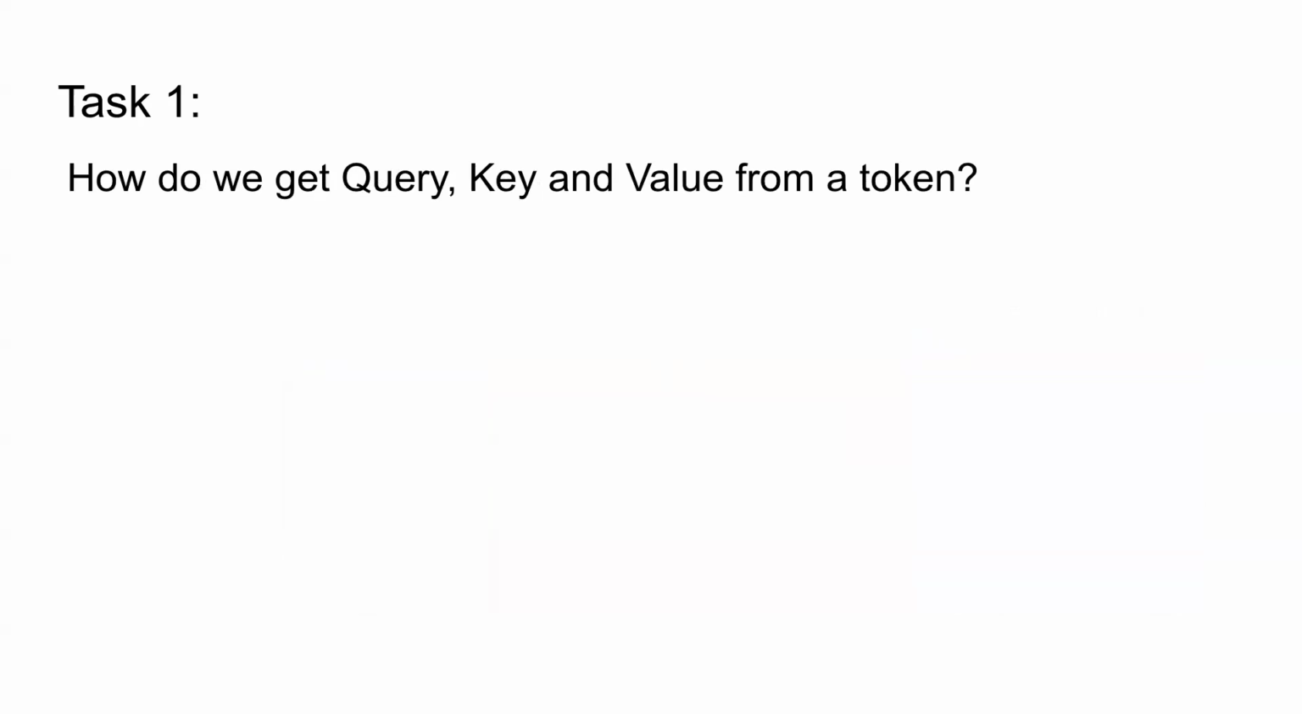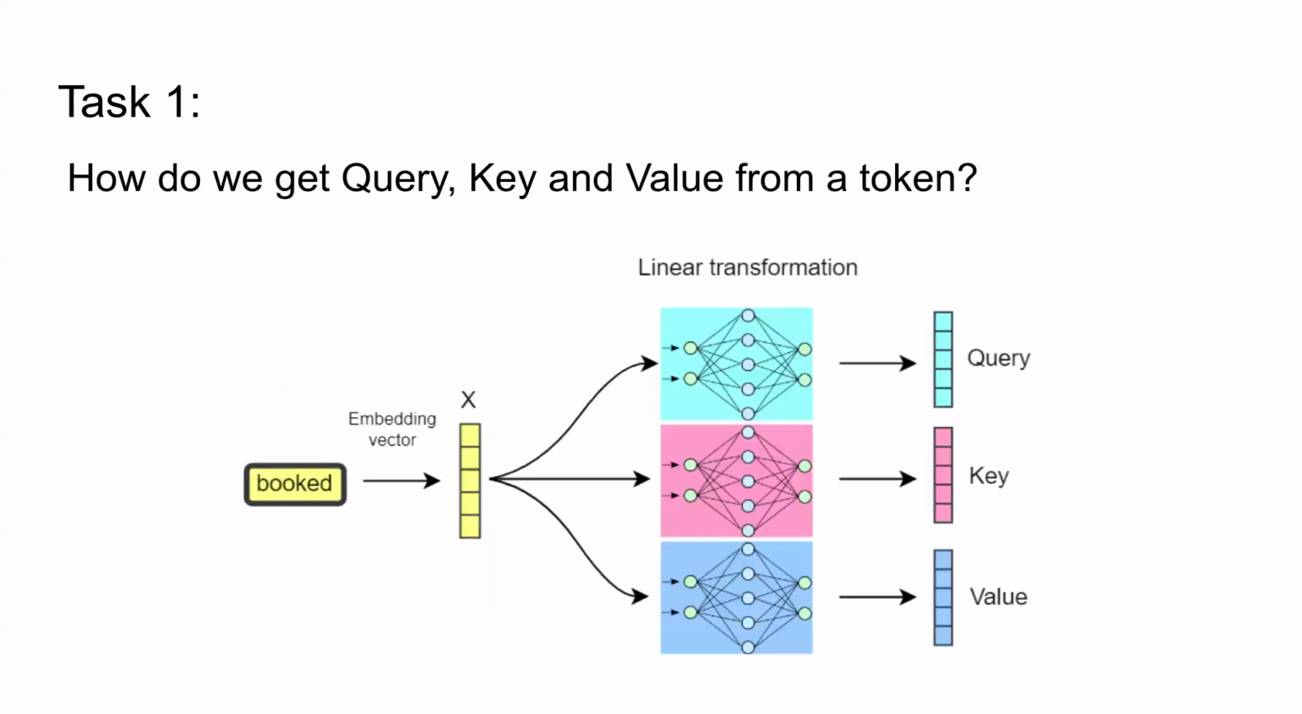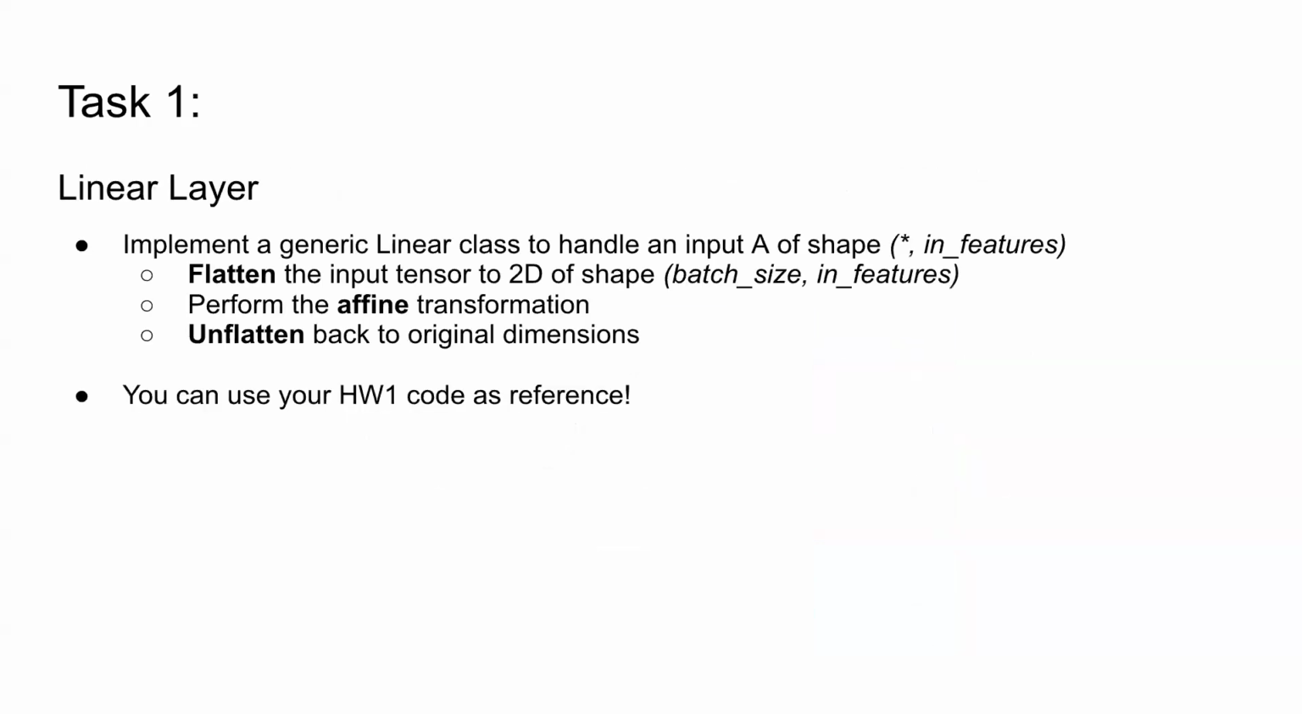But how do we get query, key, values from a token? To get those, we first get an embedding vector from the token, and then we transform the embedding vector, which will give us query, key and values. And since it's a linear transformation, we naturally use a linear layer to do that, and this naturally leads us to the implementation of the linear layer.